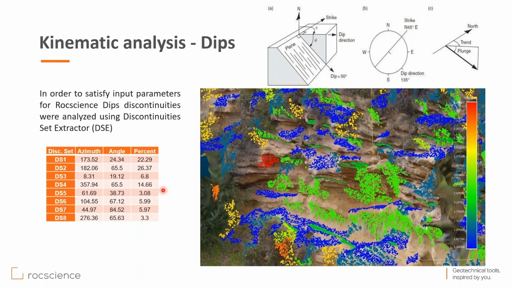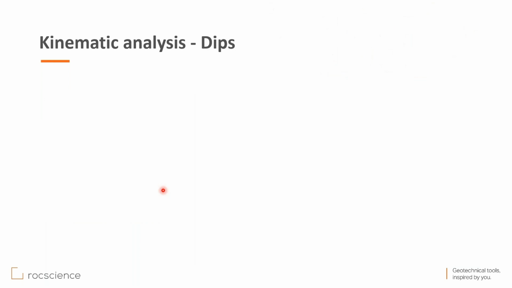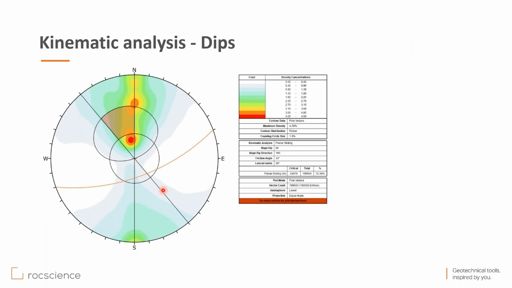DEEPs is one of the most straightforward software to use from Rocscience. You need only the azimuth, angle, or dip and dip direction, trend, plunge. It's only a matter of preferences: how do you want to work with the values? We usually work with dip and dip direction. After you introduce the discontinuities in the software, you can make some kinematic analysis.